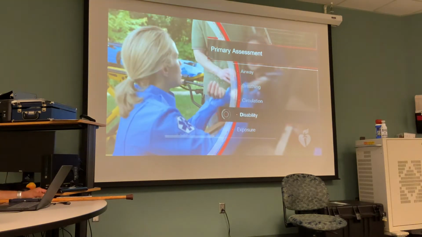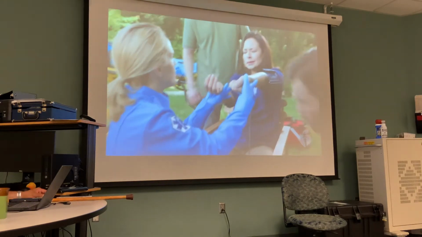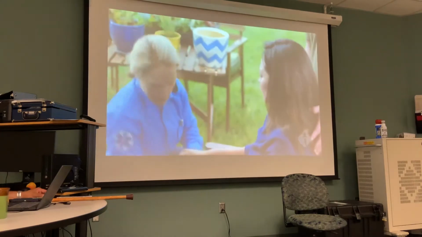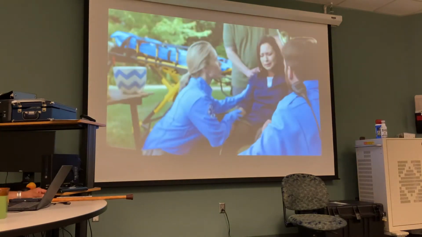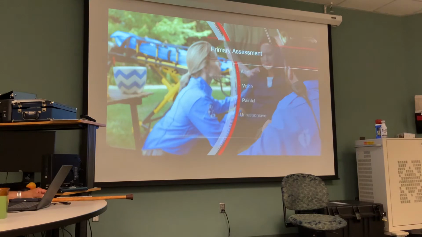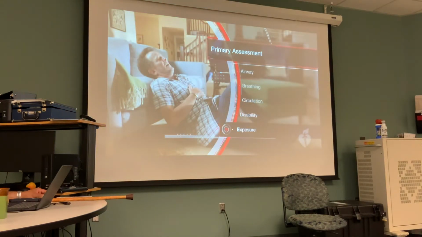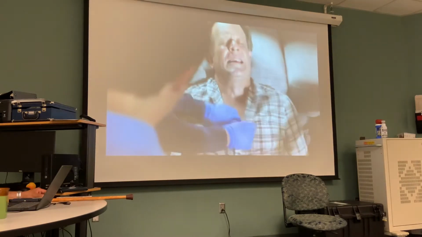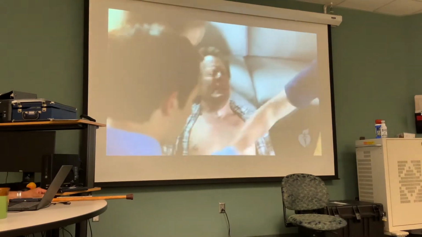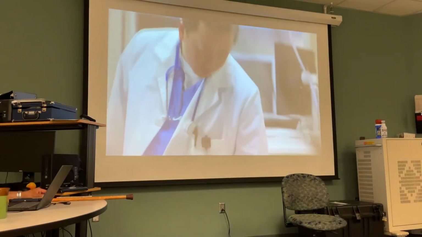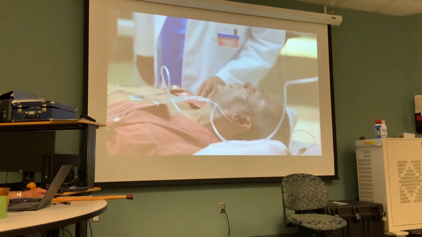D stands for disability. This involves checking for neurological function. Quickly assess for responsiveness, levels of consciousness, and pupil dilation. A quick tool that can be used to evaluate neurological status is AVPU: alert, voice, painful, and unresponsive. Finally, E involves exposing the patient. Remove clothing to perform a physical examination, looking for obvious signs of trauma, bleeding, burns, unusual markings, or medical alert bracelets.